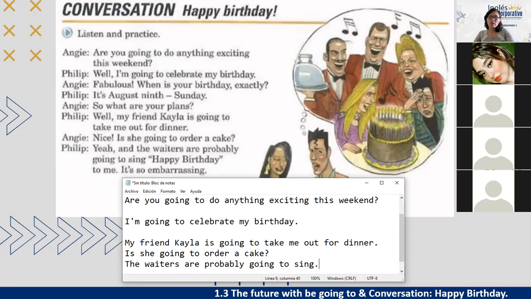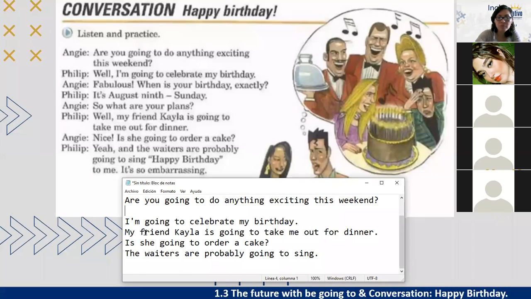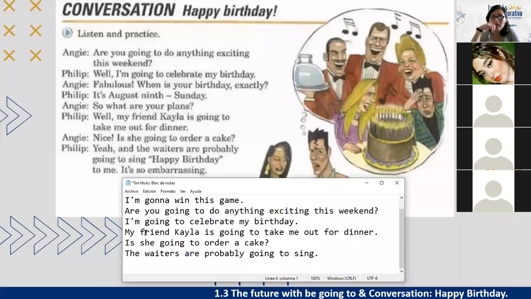Ahí nos quedamos, okay? Entonces, all these examples, ¿verdad? Todos los ejemplos que yo tengo acá son ejemplos que son afirmativos y son preguntas. Por supuesto que son respuestas a esas mismas preguntas que le están haciendo, right? So, let's see. I have, are you going to do anything exciting this weekend? So, when I start with the questions, right? With going to, I'm going to start exactly with the verb.